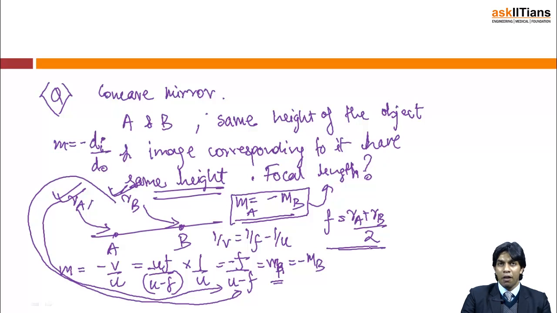That is, if I pick any particular point and move the object from one point to the other, and the relation between the 2 points is such that the images at both points have the same height, then the focal length of that concave mirror is simply the average of those two distances.